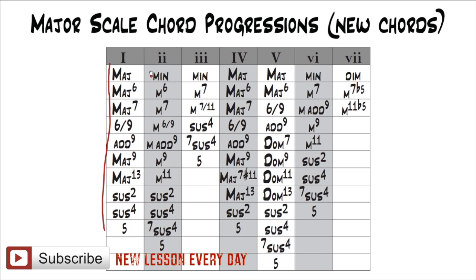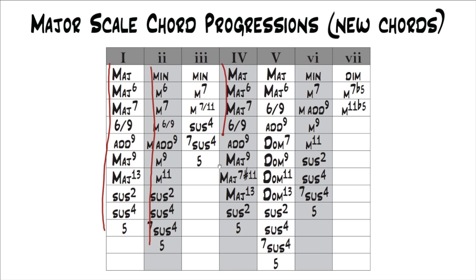If your next chord was a 2 chord, you could choose from any of these. If your next chord was a 4 chord, you could choose from any of these, and so on. So you're not just stuck with the triads or the seventh chords. But you have to be really careful and really use your ear, because not all of these chord types or specific voicings are going to go with each other.